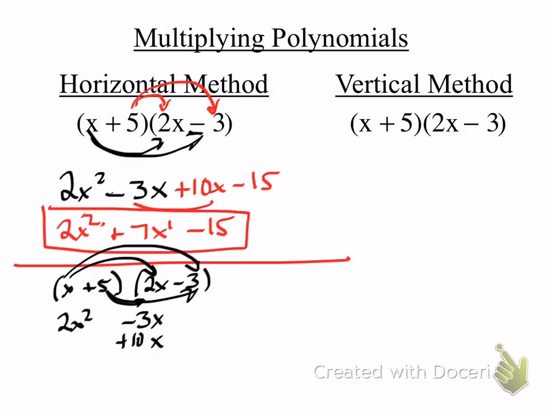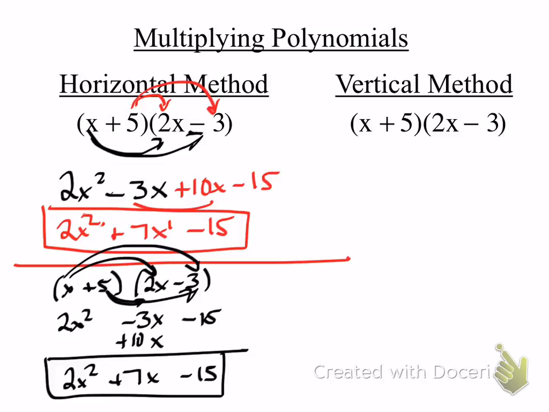And then minus 15. And then I add going up and down. I have 2x squareds. If I have 10x's and I take 3x's away, I get plus 7x's minus 15. Is that making sense? So you might see me do it that way.